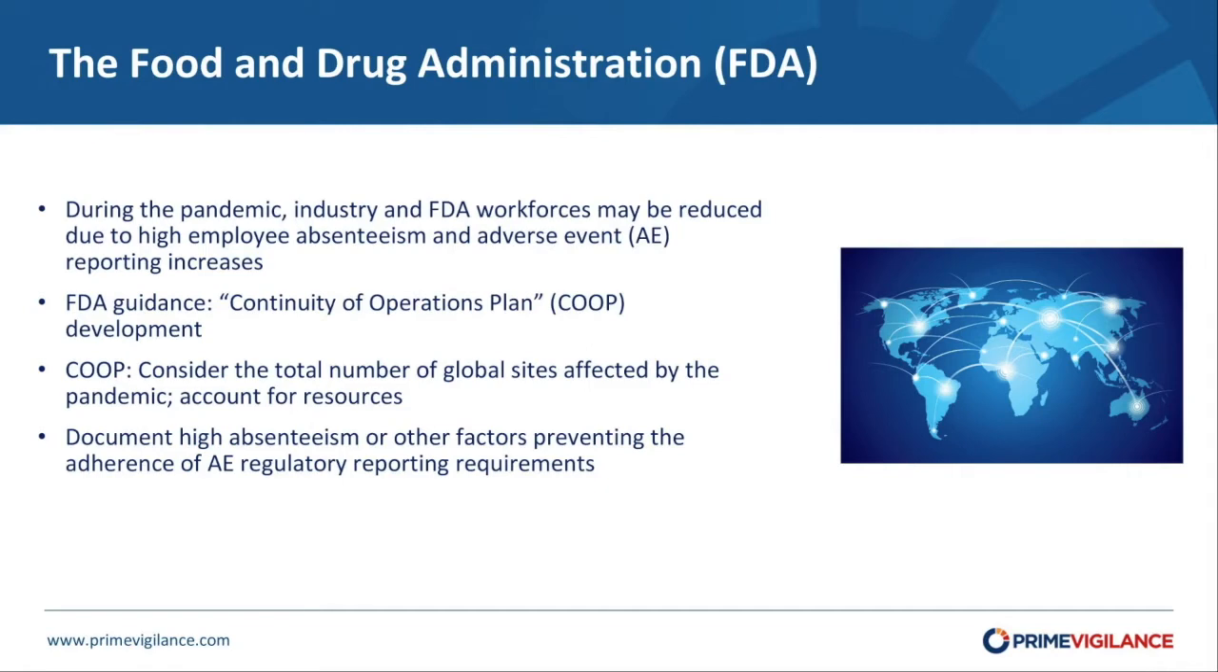So the FDA guidance also described the process of developing a continuity of operations plan, COOP, to be in place. And this also can be utilized in your own company. The COOP should consider the total number of global sites affected in your organization and also account for any resource challenges. So documenting the high absenteeism or other factors that could prevent the adherence to downstream adverse event regulatory reporting requirements, these need to be all documented, and a plan should be envisaged on how to cope with those types of challenges so that we could meet our adherence of those regulatory reporting requirements.